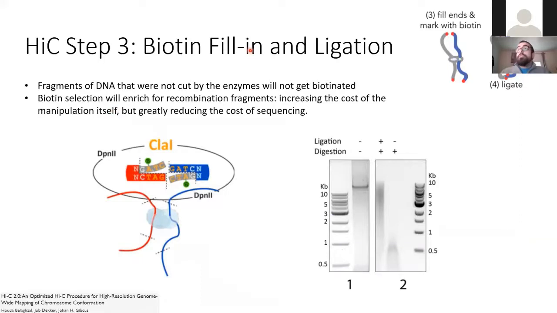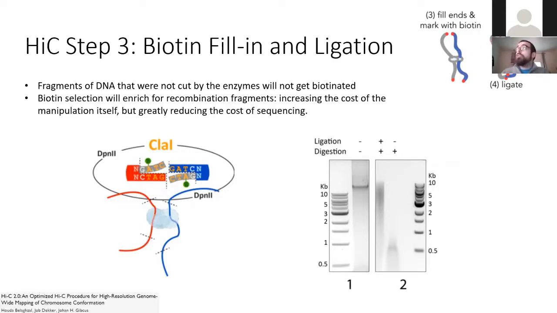Then you're going to need to do the fill-in and the ligation. So when you fill in, you're going to add the biotin mark that is going to tell you where your sites were cut, and then you ligate it. So if you don't have the biotin mark, when you're going to shear your DNA, you're going to have some segments that were sheared here, but also some that were sheared here, which is not a recombination read. So it's not a read that's going to provide you with info on the recombination of your chromatin. So it's a bad read.